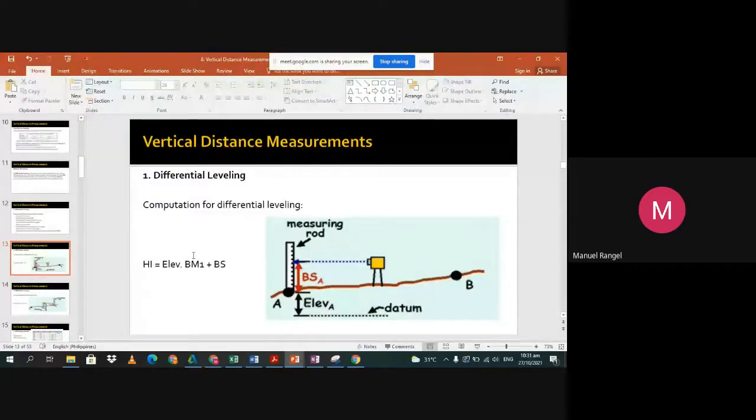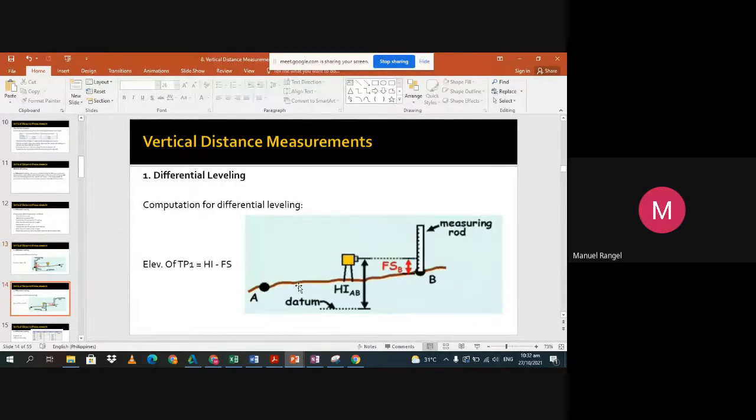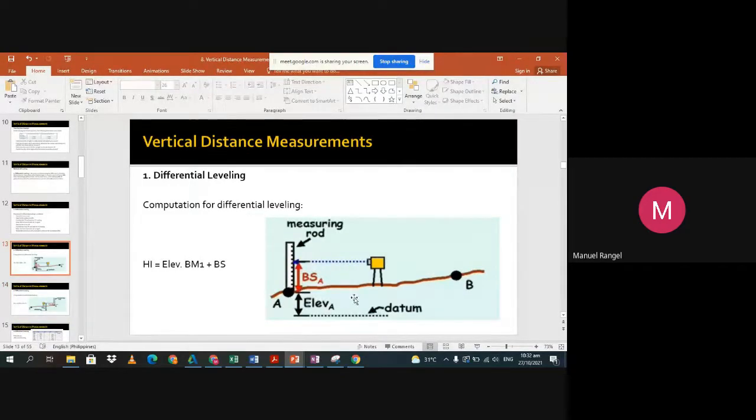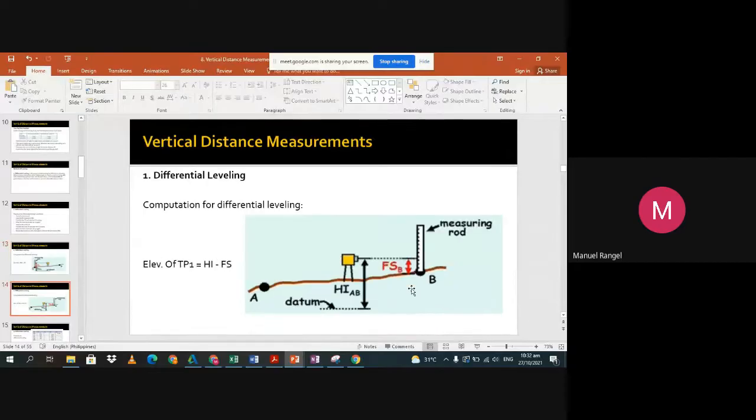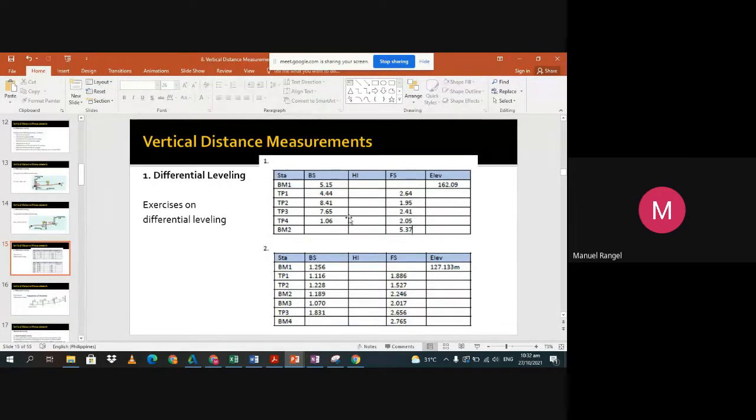Okay. So in computation for differential leveling, HI, so this value, is the elevation of benchmark 1 plus the backsight reading. Another one is for the elevation of TP1. So ginakuha gyapon ang elevation sa turning point, which is equal to HI minus the foresight reading. Okay, para mas masabtan ninyo, we have here some example exercise on differential leveling.